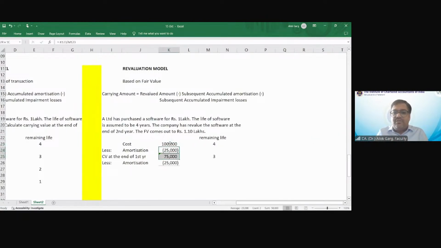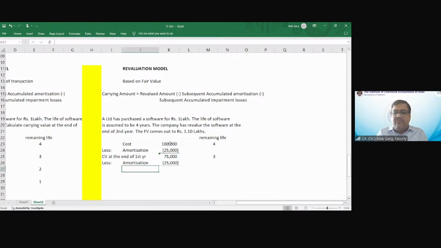What is the cost? 1 lakh. What is the depreciation in the first year? Amortization in the first year. What is the carrying value at the end of the first year? This one. What is the amortization in the second year? This divided by 3.